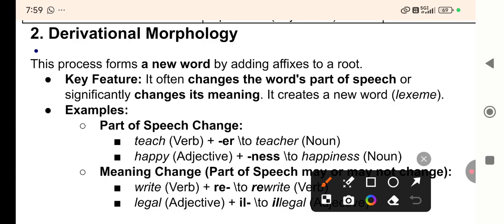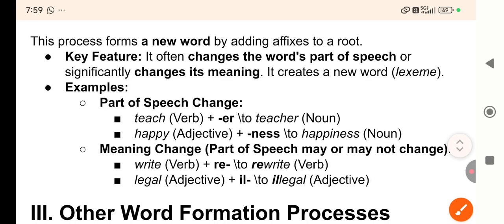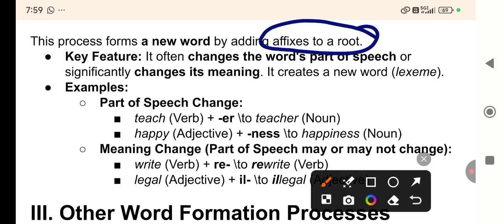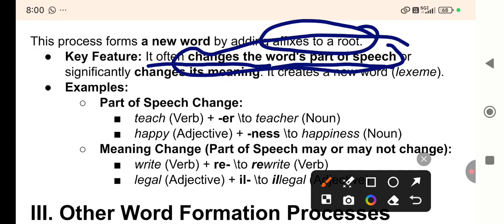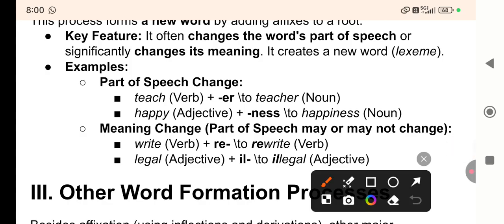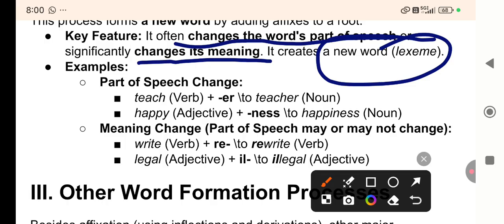Now, the second type is derivational. Derivation means something new, a new word. Derivation means actually a new word, so a new word means a new category. Parts of speech will definitely change. This process forms a new word by adding affixes to a root, right? Its important feature is that it often changes the word's part of speech, or significantly changes its meaning. Exceptions are everywhere, but yes, it often changes. It creates a new word, a new lexeme, meaning must be changed, right?